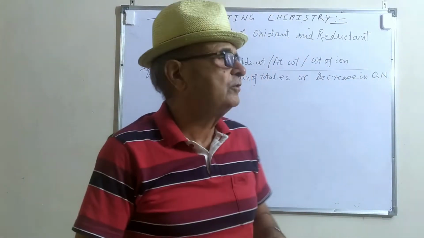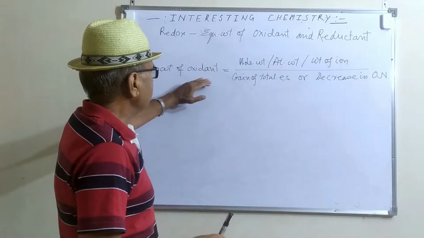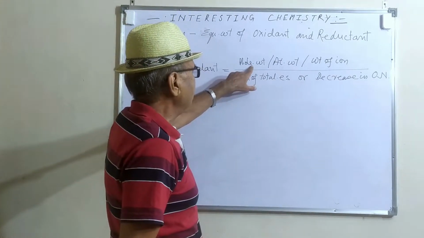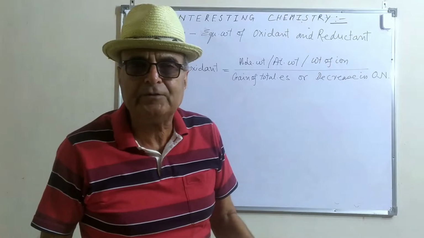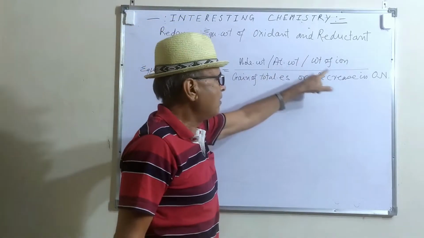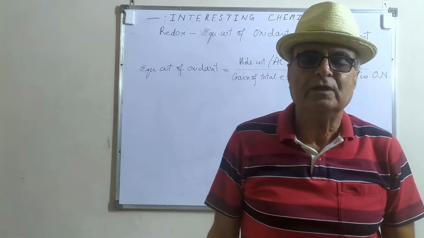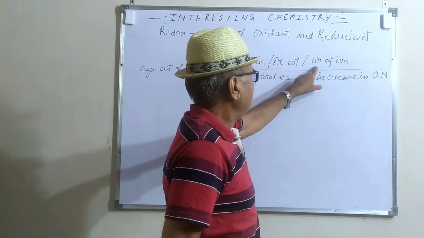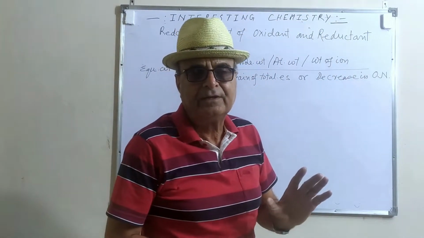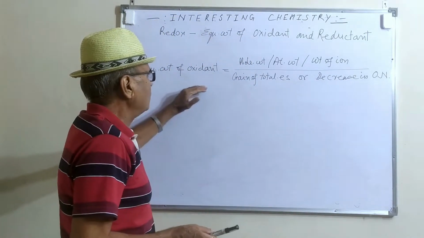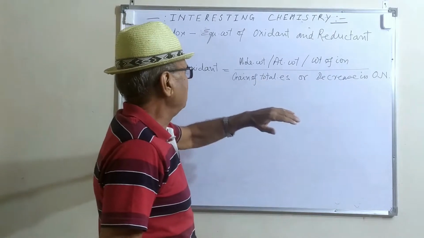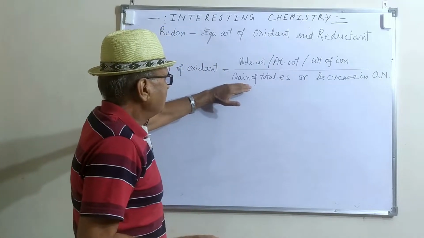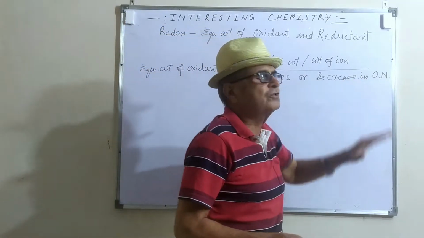This is the formula of the oxidant. Equivalent weight of oxidant is equal to molecular weight. If that is a compound, then you will take molecular weight. If that is an atom or an element, then you will take atomic weight. Or if you have to calculate the equivalent weight of an ion, you can take the weight of the ion, upon, as you know, oxidants gain electrons, so the gain of total electrons or decrease in oxidation number.